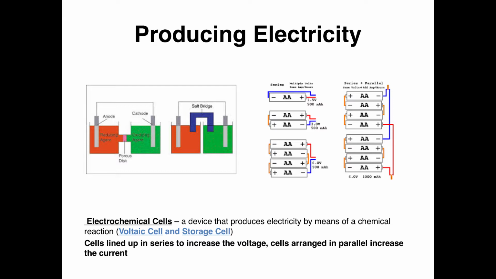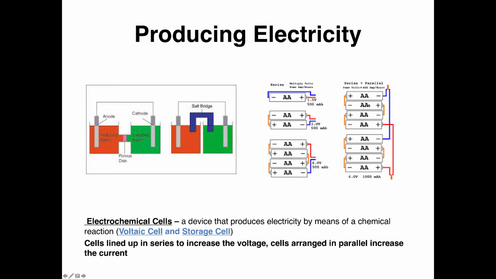And examples of that are shown in the middle here, where first you have a single battery, then two batteries lined up in series, and then four batteries lined up in series. When you do that, you notice that the voltage adds up. It goes from 1.5 to 3 to 6 volts, and the current doesn't change. Remember, in a series circuit, the current doesn't change.